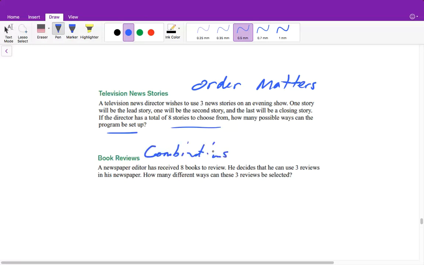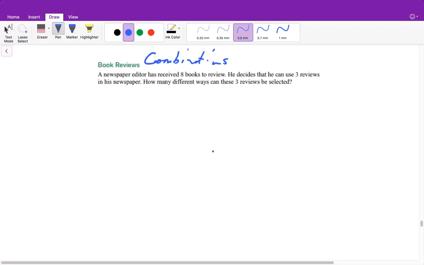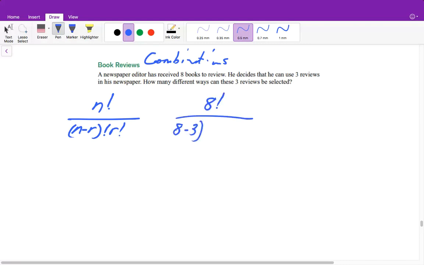All right, we're not going to do the top problem, but we're just going to do this bottom one. So since it's a combination, we can do n factorial over top of n minus r factorial times our r factorial. And here we have 8 books to review. We're picking 3 of them. So it'll be 8 factorial over top of 8 minus 3 factorial times 3 factorial.